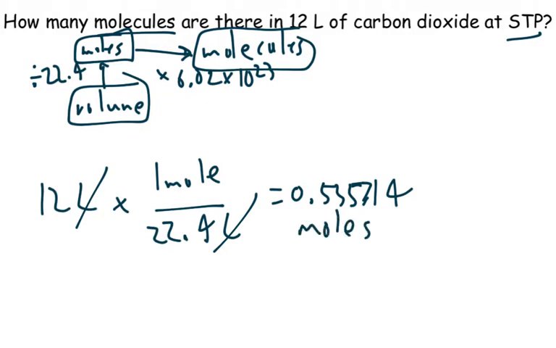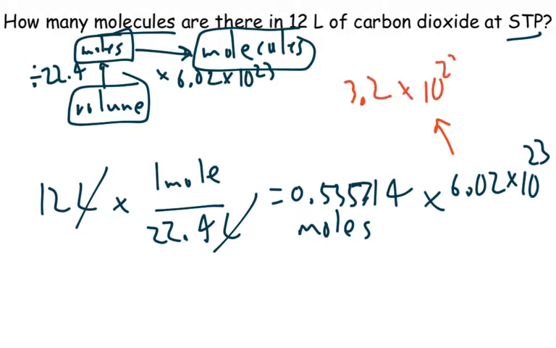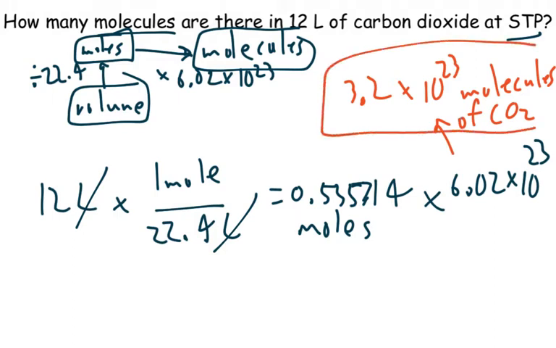The second step in the flow chart says to multiply by Avogadro's number, and that will convert us to molecules. So when I multiply by 6.02 times 10 to the 23rd, I'm going to go ahead and round it to 2 significant figures, and I end up getting 3.2 times 10 to the 23rd, and it's going to be molecules of CO2. Notice we don't even need to find molar mass because grams is not involved in this problem. So it's 3.2 times 10 to the 23rd molecules of CO2.